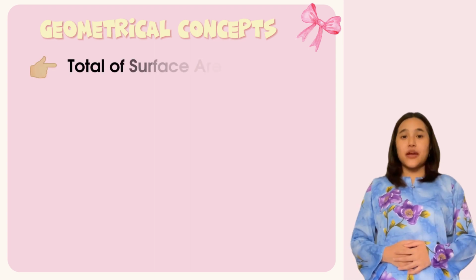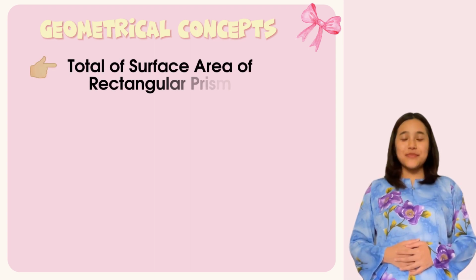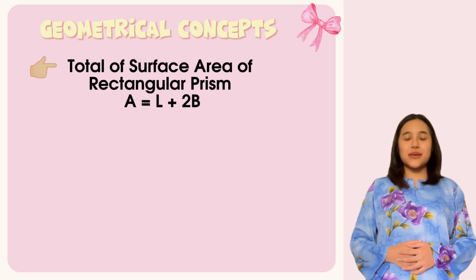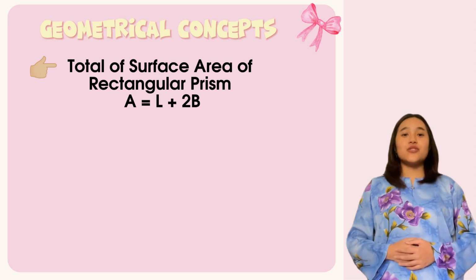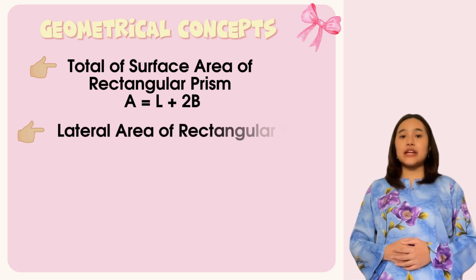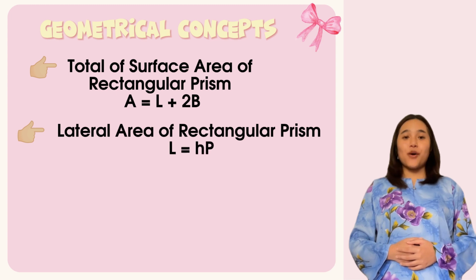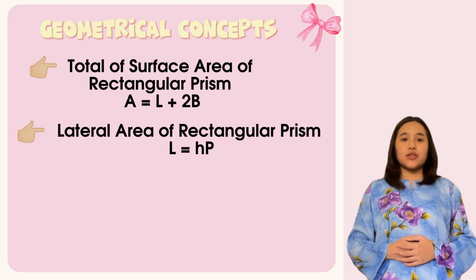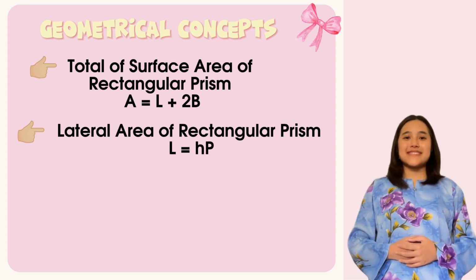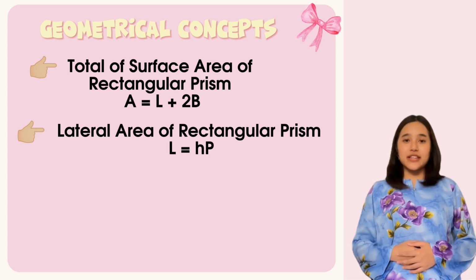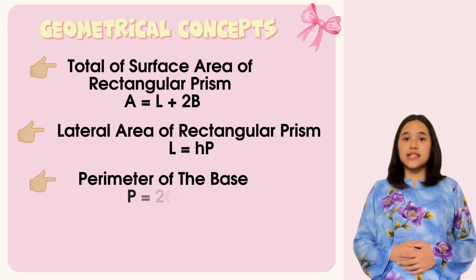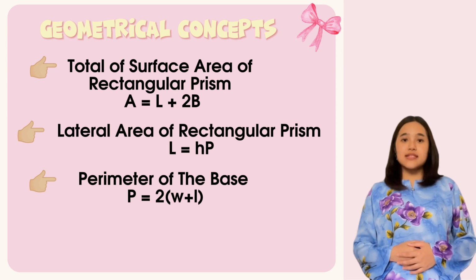The total surface area of a rectangular prism is given by the sum of the lateral area and twice the base area. To find the lateral area of a rectangular prism, which is the sum of the areas of all its lateral faces, we multiply the altitude with the perimeter of the base. Since the base of the rectangular prism is a rectangle, the perimeter of the base is given by the sum of twice the length and twice the width of the rectangle.